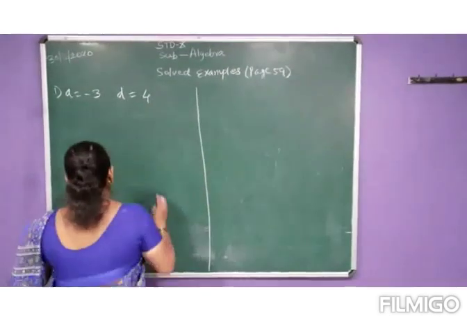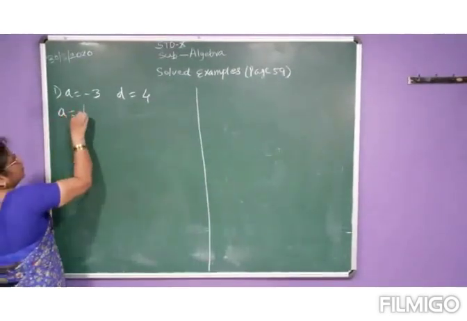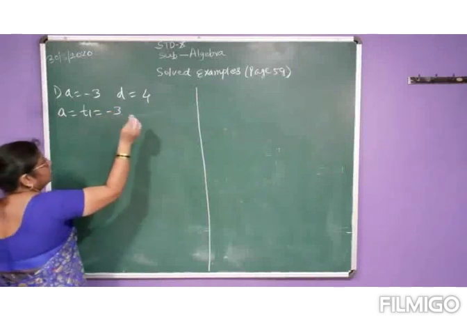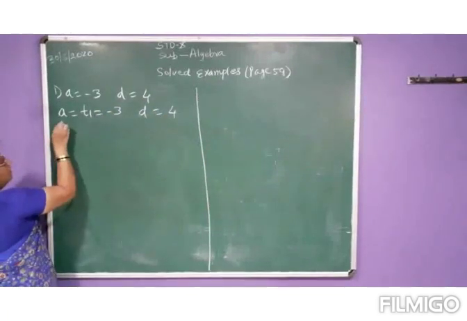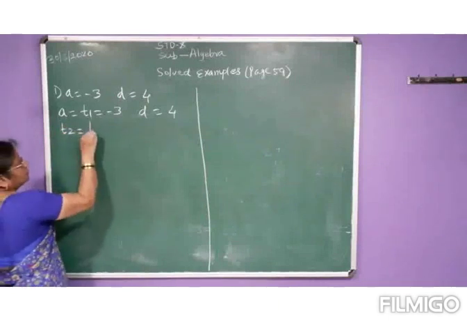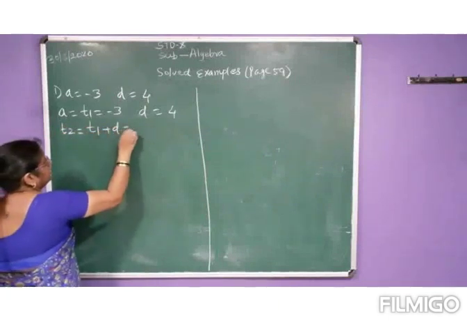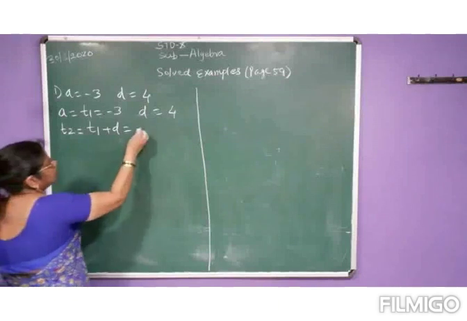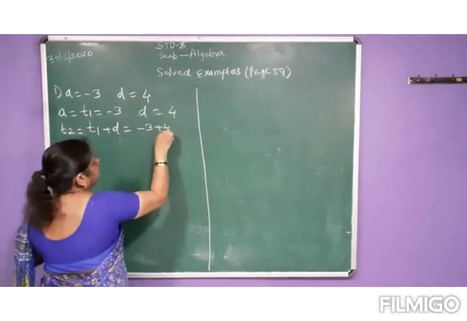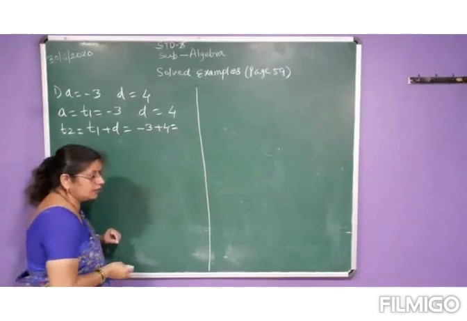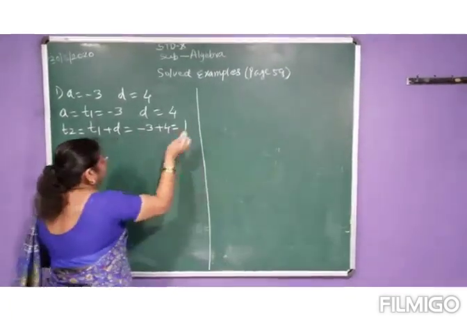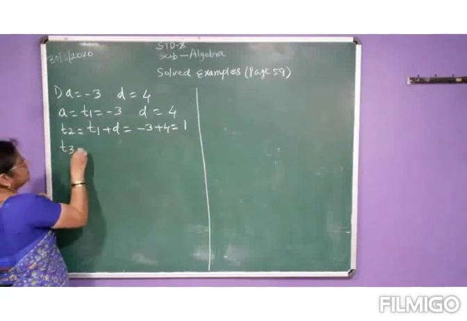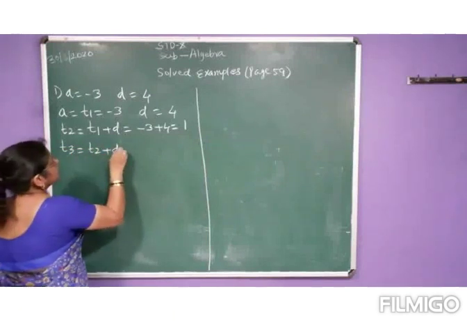That we will see here. Now here A is equal to T1 is equal to minus 3 and D is equal to 4. Now T2 we need to find out. So T1 plus D or A plus D. So minus 3 plus 4. What answer will I get here? 1. Correct? Then T3 is equal to T2 plus D.